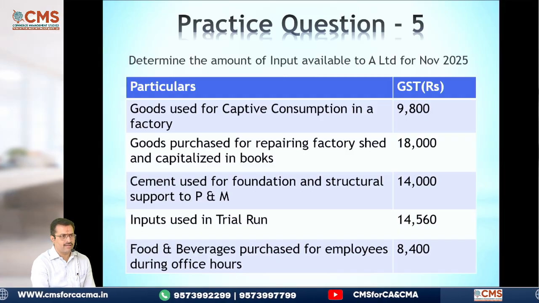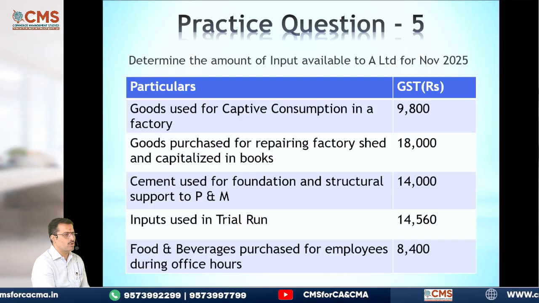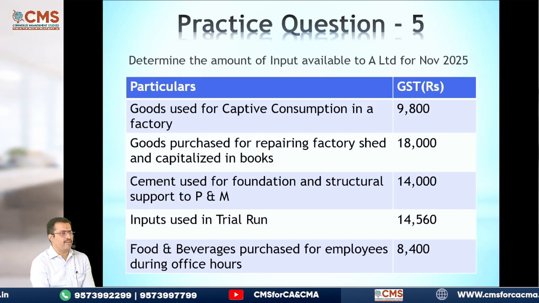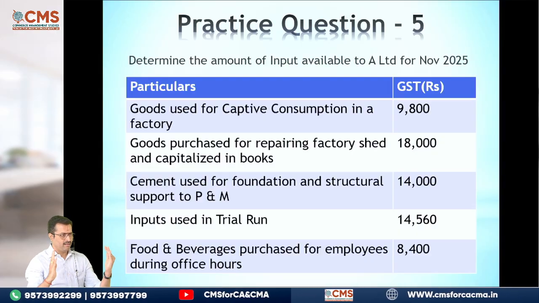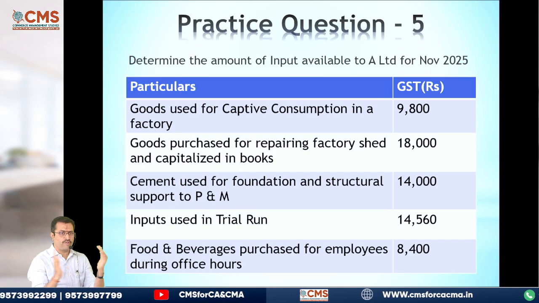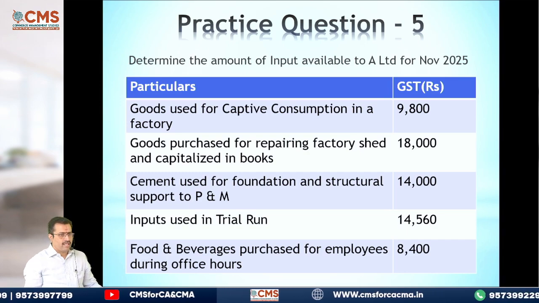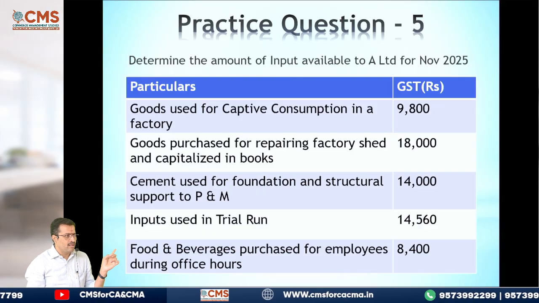But see the third one. Cement used for foundation and structural support to plant and machinery. Come on, can you avail or not? Answer is yes, you can avail. Just like how we have a lift in the building. For constructing that lift, to avoid wobbling, they fix it in one place. That doesn't mean it is an immovable property. So you will be eligible to avail the ITC.